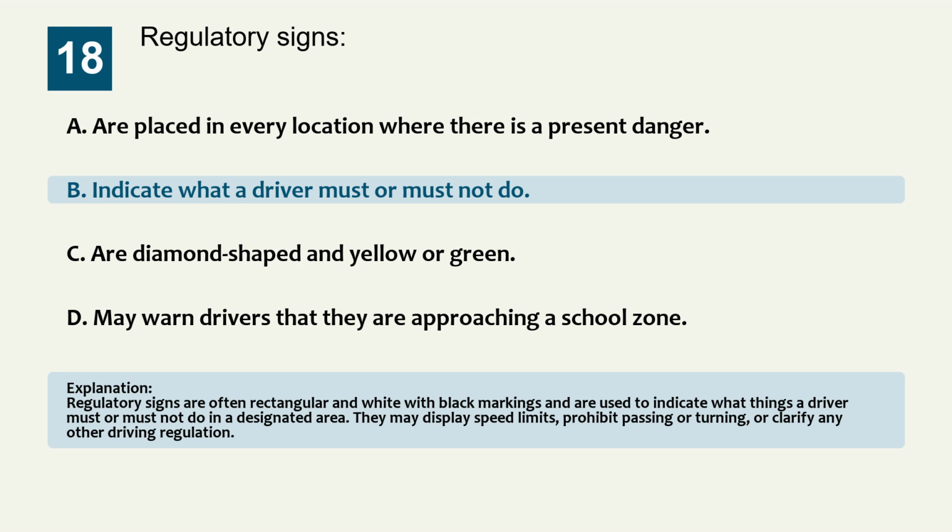Explanation. Regulatory signs are often rectangular and white with black markings and are used to indicate what things a driver must or must not do in a designated area. They may display speed limits, prohibit passing or turning, or clarify any other driving regulation.